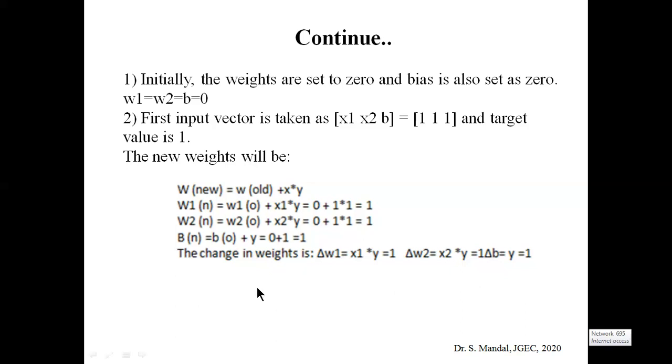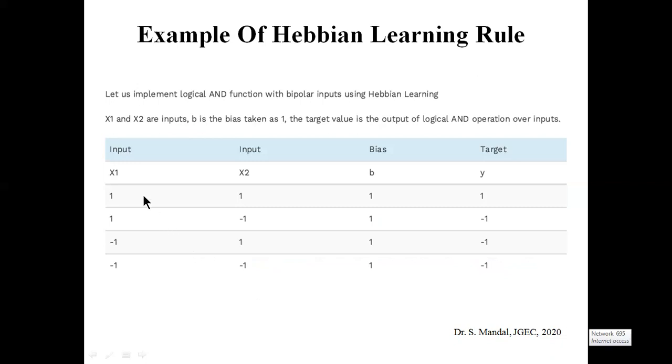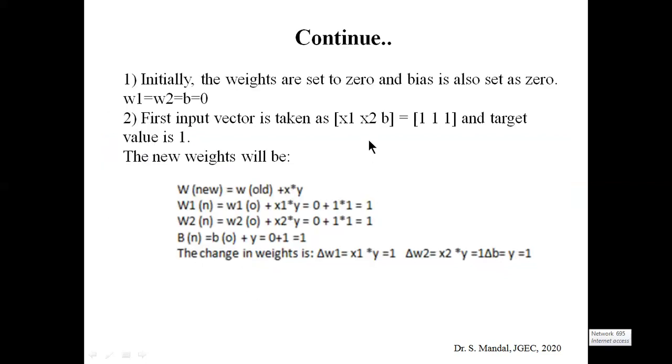Now let's consider the first vector. The first input vector is 1 1 1, and the target value is 1. Now the new weight, as per Hebb's rule, is the old weight plus x into y. So the new value of w1 will be 0 plus 1 into 1, that is 1, and the new value of w2 will be 0 plus 1 into 1, that is 1, and the new value of the bias will be b old plus y, that is 0 plus 1, which is 1. So the updated values of weights and bias are 1 1 1.